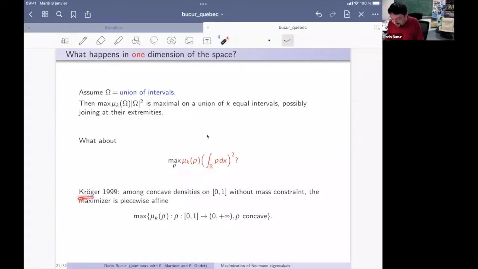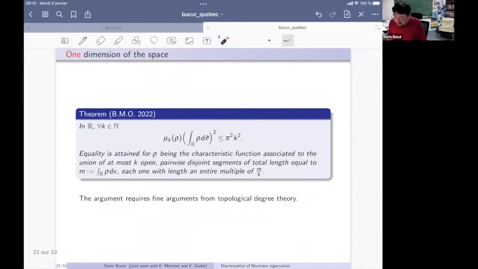What we found is a result by Kröger in 1999, somehow going in this direction. He maximized mu k of rho in the class of concave densities defined on a fixed interval, so there was no mass constraint. And he proved that the maximal density has this kind of geometry. It's a piecewise affine density. And now our question is, can we say something in this context with mass constraint and no other information on the density rho? And the answer is yes.